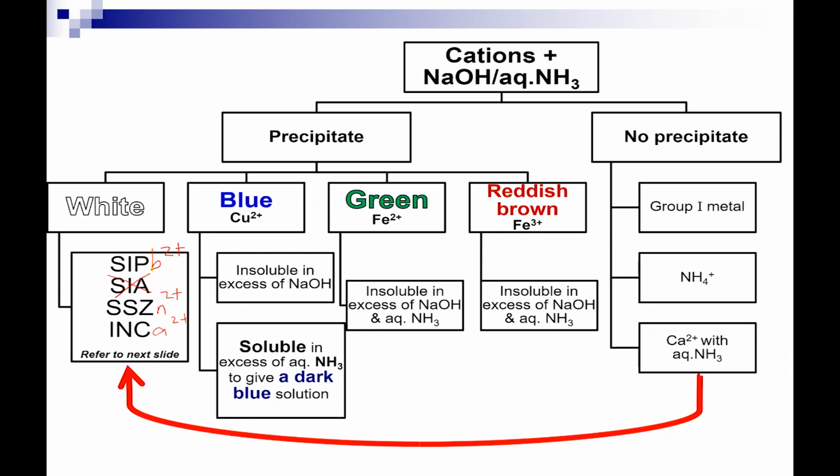Which one is the answer? We'll need to see the solubility of the PPT in excess of the reagent used. In this case, the PPT was insoluble in excess aqueous ammonia. Choosing the second column, which is the solubility of the PPT in excess aqueous ammonia, we can tell that the cation in this case is Pb2+.